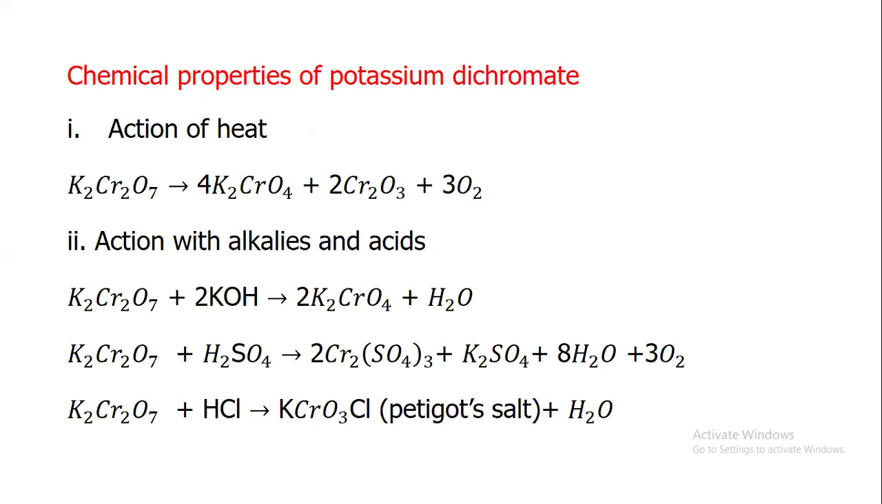Chemical properties of potassium dichromate: action with heat produces potassium chromate. Action with alkalis and acids: it reacts with potassium hydroxide, also producing potassium chromate. Reacts with sulfuric acid, producing chromium sulfate. Reacts with hydrochloric acid, producing chromium salts.